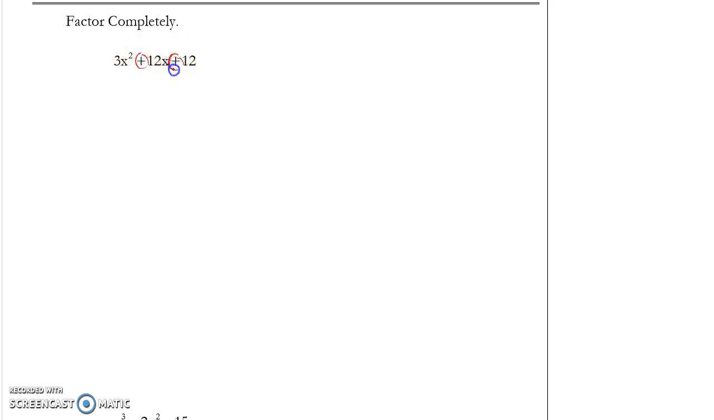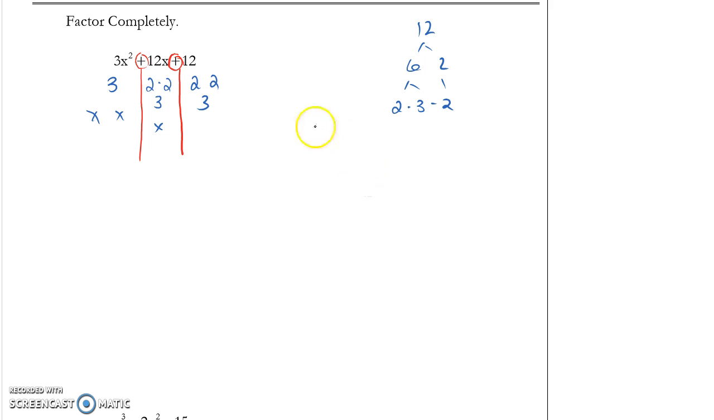You circle your addition or subtraction signs, you find all of your factors. This is just 3 and x times x. If you go off to the side and you factor tree 12, 6 times 2, that's 2 times 3 times 2, so you know you have 2 times 2 times 3, and an x here. And now again, we're looking at what is the common factor. They all share 3, so I know I pull the 3 out. That's all they share. I have x's here and here, but not in the third. I have 2's in the second and third, but not the first.